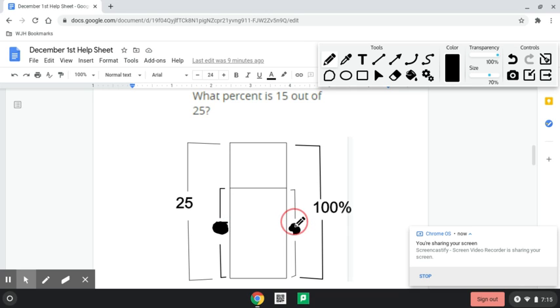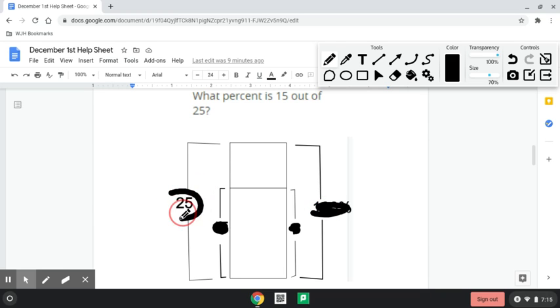What percent is 15 out of 25? So, before you get overwhelmed by this picture, let's look. What it's trying to say is the whole rectangle, this whole thing, is 25 feet, inches, something, it doesn't say.